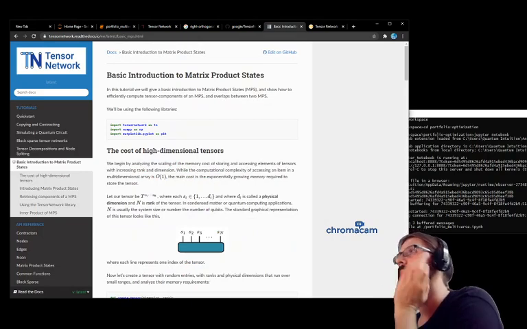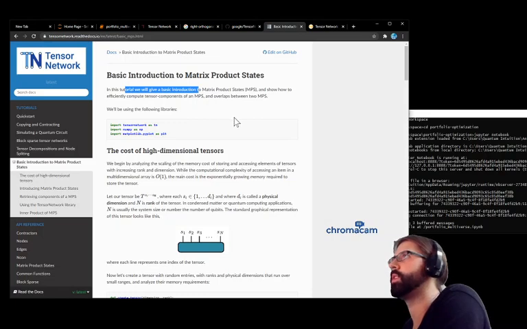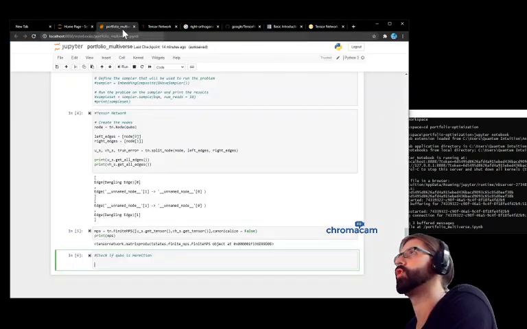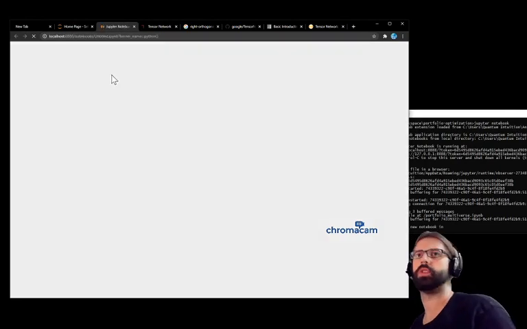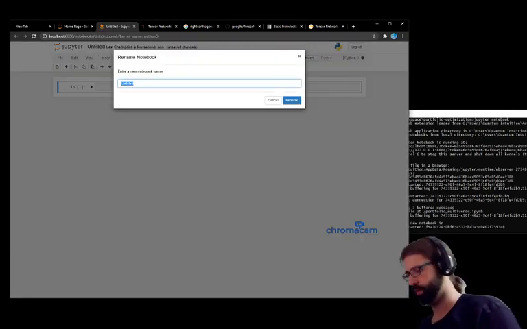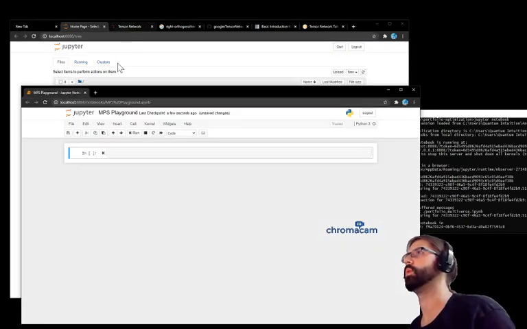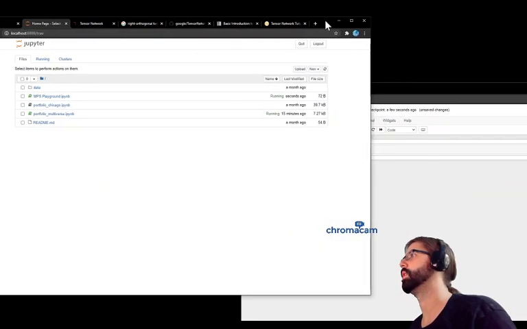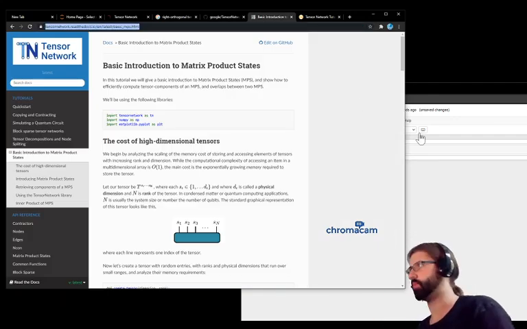So in this tutorial, we'll give a basic introduction to matrix product states and show how to efficiently compute tensor components of an MPS and overlaps between two MPS. Cool. So maybe actually what I should do is close these and start a new notebook. I'll call it MPS Playground or something like this. Cool. And so we'll just put this here and this here, and so this is based on these.